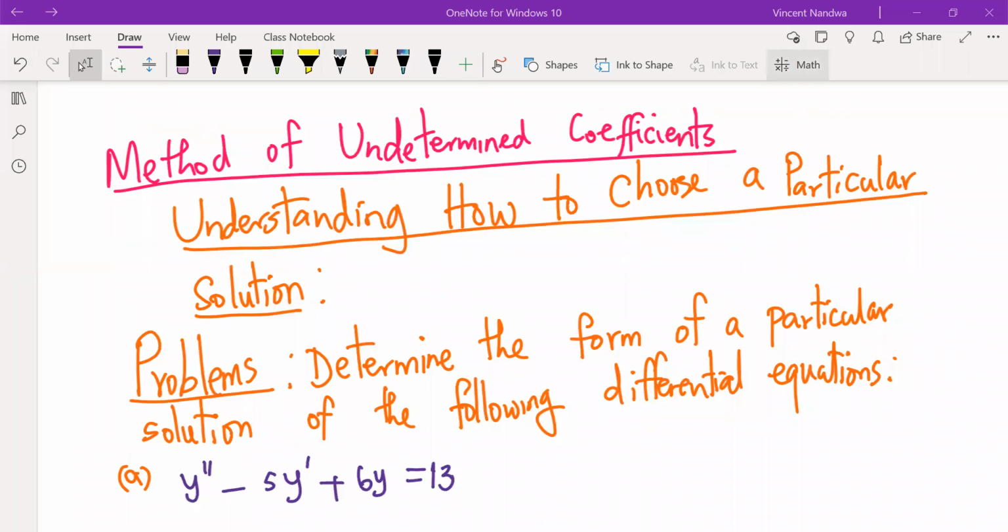Welcome. So in this session, we are going to discuss how to pick the correct forms of particular solution when solving differential equations by method of undetermined coefficients. So the problem is determine the form of particular solution for the following differential equations. So the first example is y double prime minus 5y prime plus 6y equals 13.